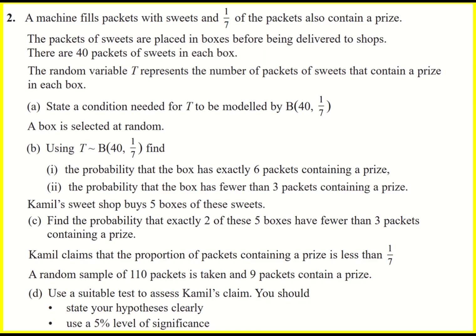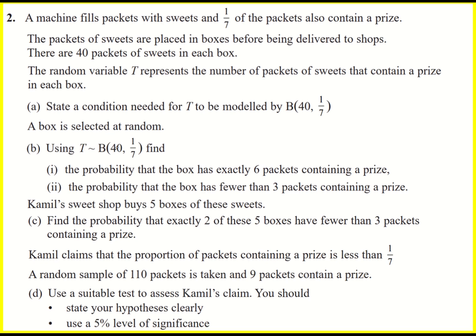A machine fills packets with sweets, and 1/7 of the packets also contain a prize. The packets of sweets are placed in boxes before being delivered to shops. There are 40 packets of sweets in each box. The random variable t represents the number of packets of sweets that contain a prize in each box.